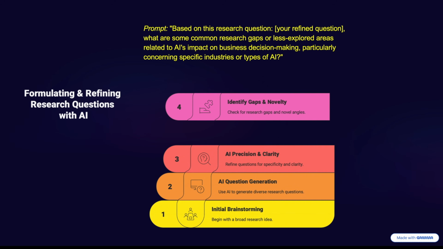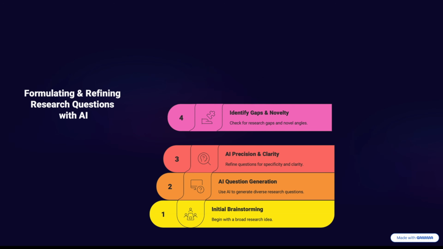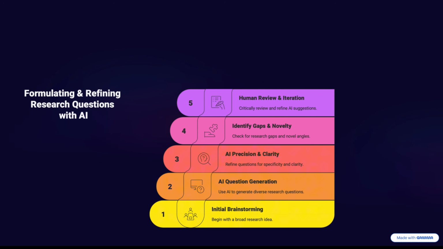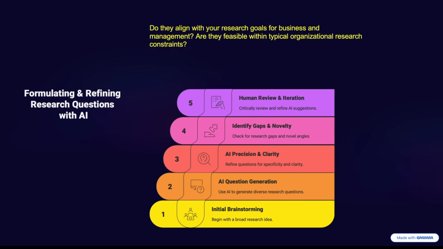Then I'm talking about that research question, the impact on business decisions, particularly concerning specific industries, or if you are looking at specific AI types. I have given the context, I have given the prompt, and then in that case, I can address some of the gaps and some novelties. Once I have identified them, it will help me to include those gaps and novelty areas in my research question, and then I can review and refine my research question.